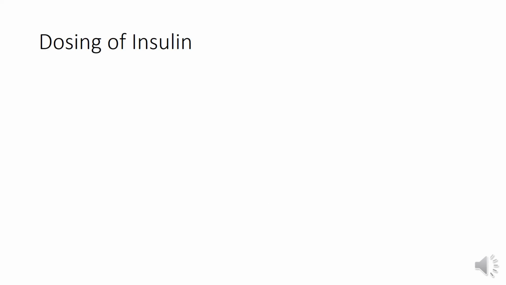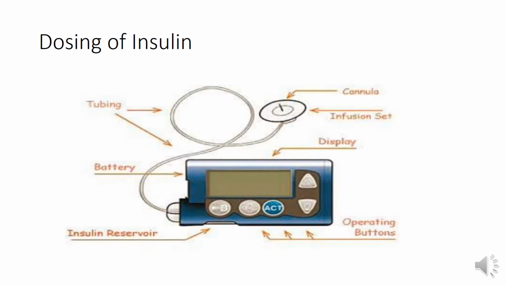Next we are going to see the dosing of insulin. This is the diagram for the dosing of insulin. Already we discussed the parts of the insulin pump. We have the tubing, then the pump, then the infusion set. These are the setup for the insulin.